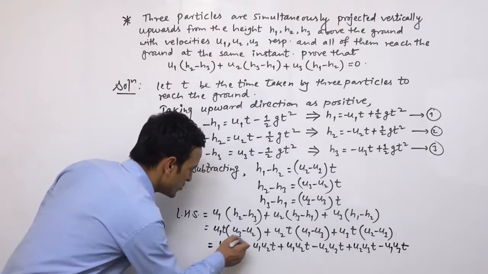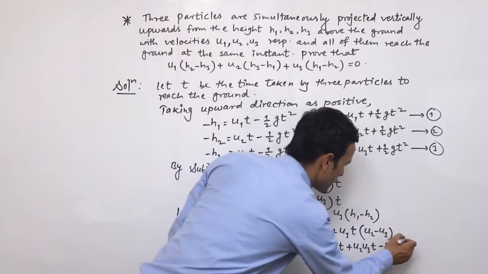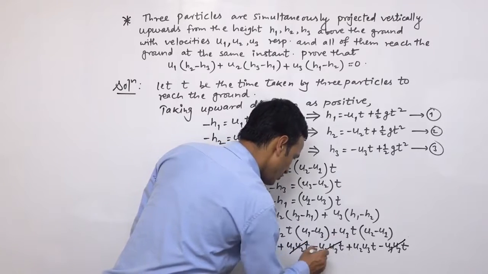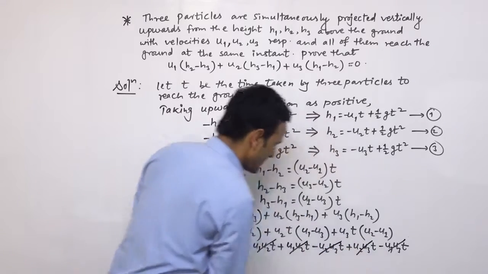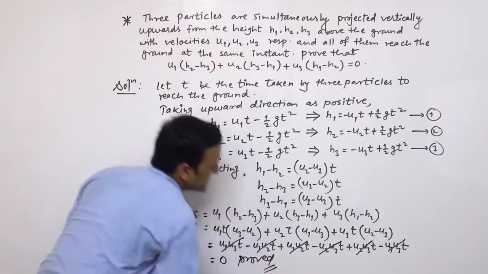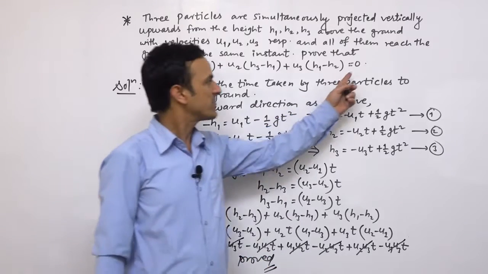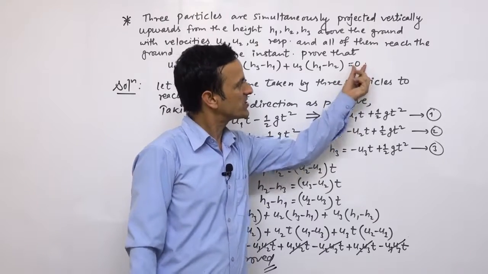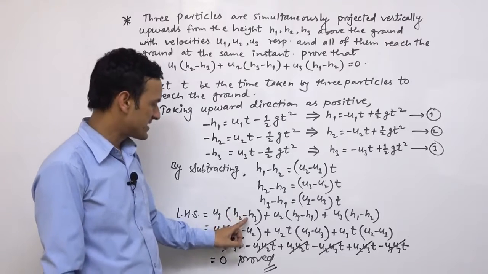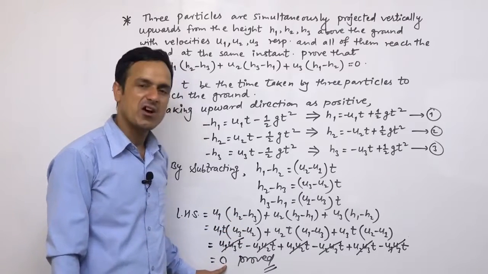So now we can cancel. You cancel U1, U3, T, U1, U3, T. So U1, U2, T, U1, U2, T, U2, U3, T, U2, U3, T. So in this way, we can find out 0, and this is the required result. If you look at this question, then from this expression, we have to find out 0.